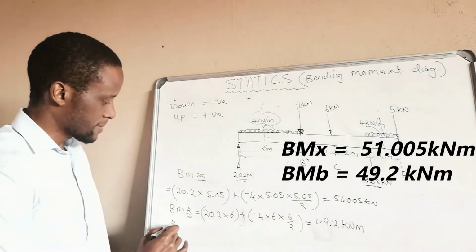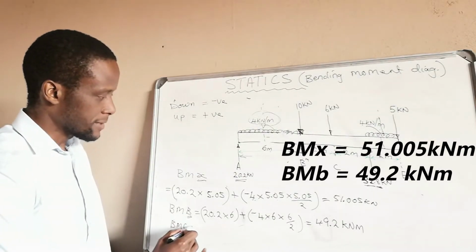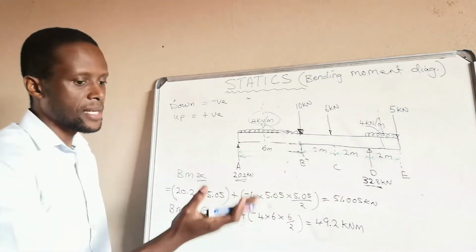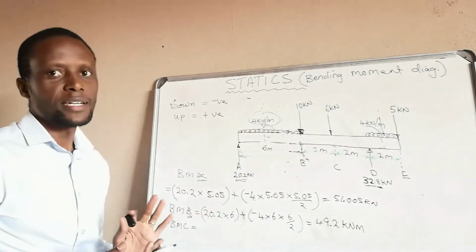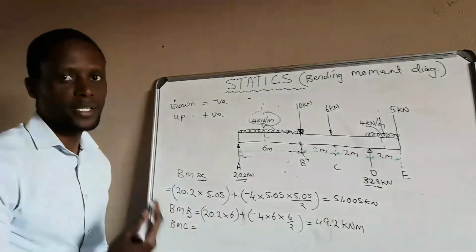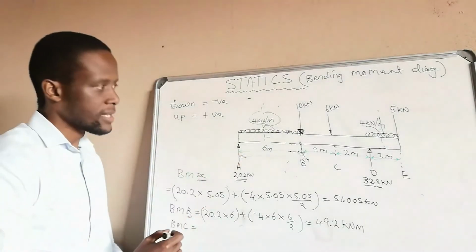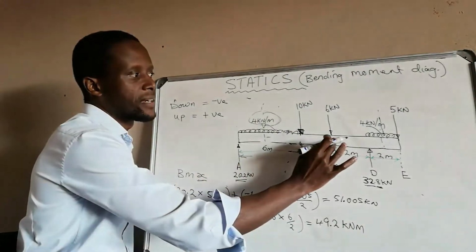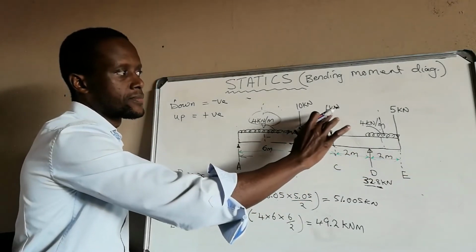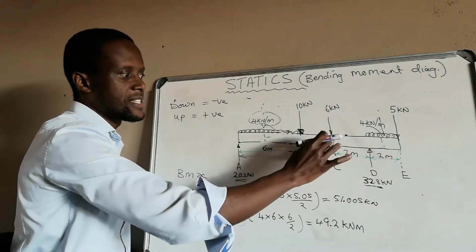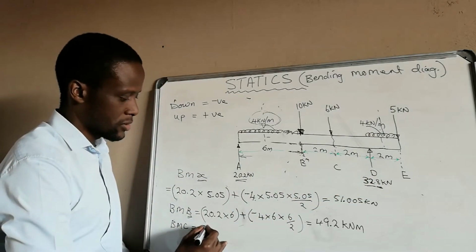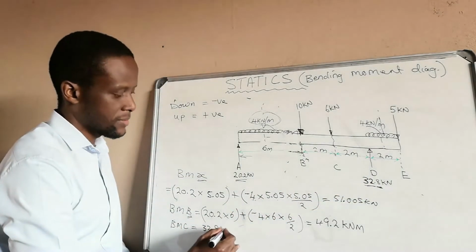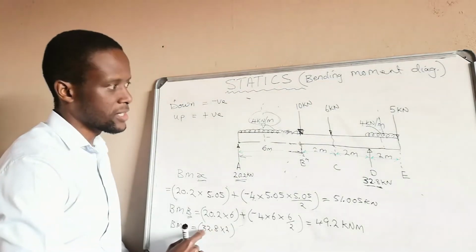So bending moments at C, it is up to you. You choose the left or the right. Let me take the right side, but whichever direction that you take will always get the same answer because the beam is in equilibrium. So I'm now taking the right side. We are not going to take the 6 newtons because 6 is acting at C already. What we just consider is our 32.8 times 2. It is a positive 32.